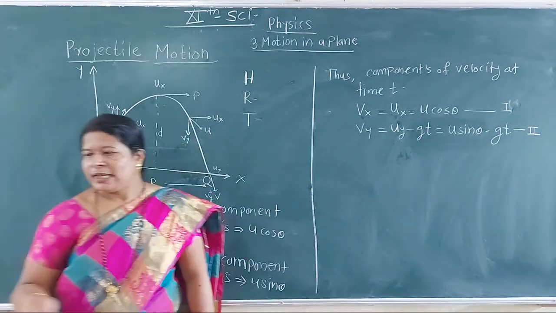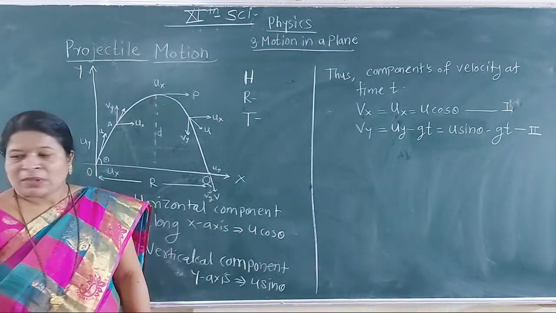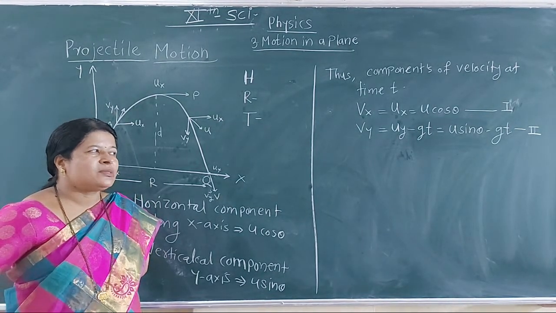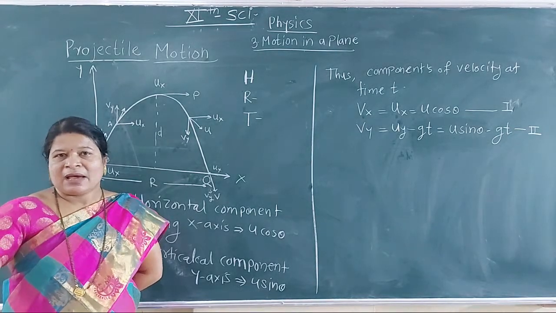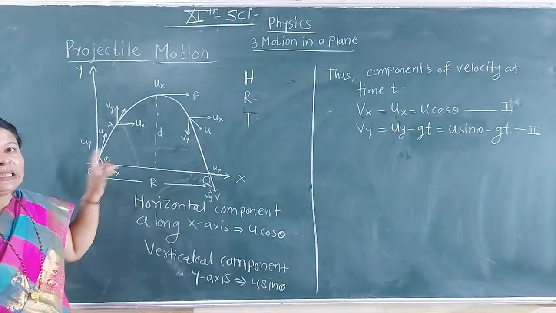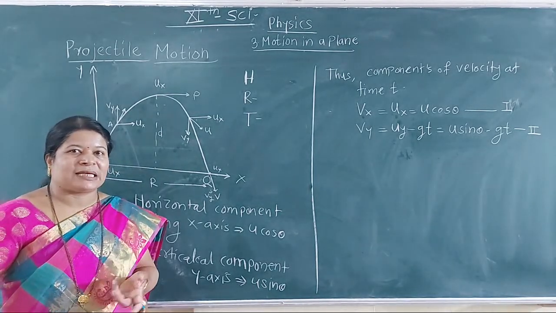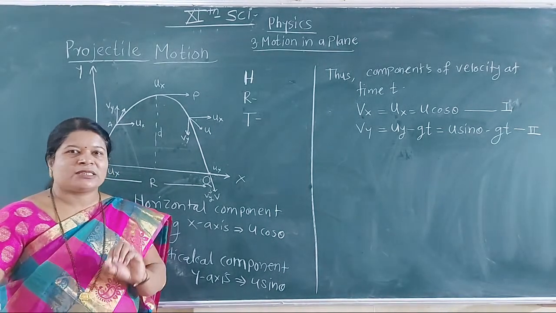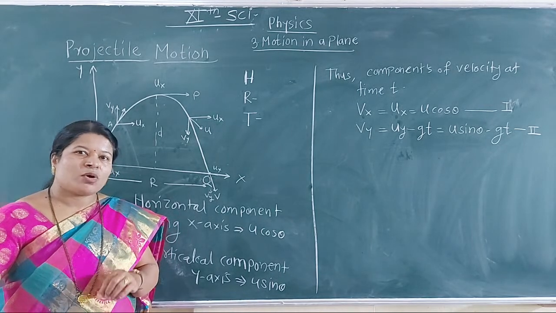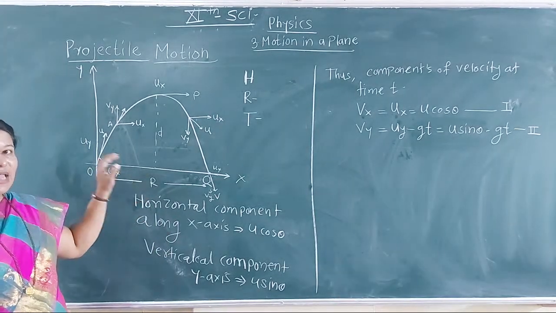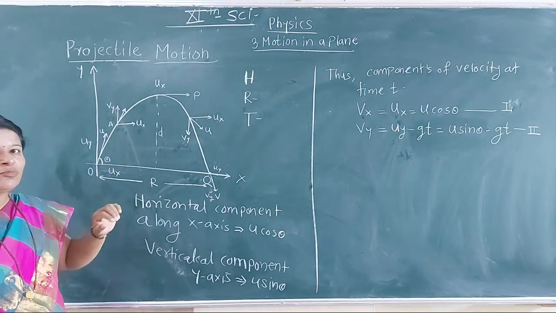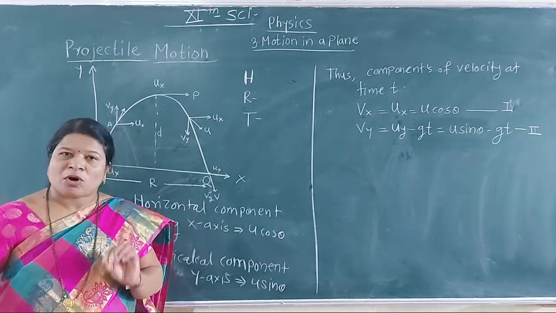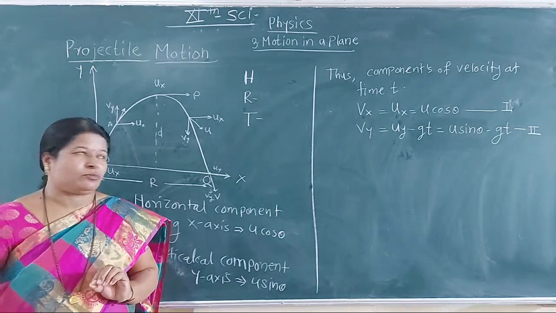Vx is equal to u cos theta and vy is equal to uy minus gt, that is u sin theta minus gt. Now velocity means displacement of that projectile with respect to time. What is the general formula for velocity? Velocity is equal to displacement divided by time. The projectile is moving in the x and y coordinate system, so we consider the displacement of the projectile in the horizontal and vertical direction.